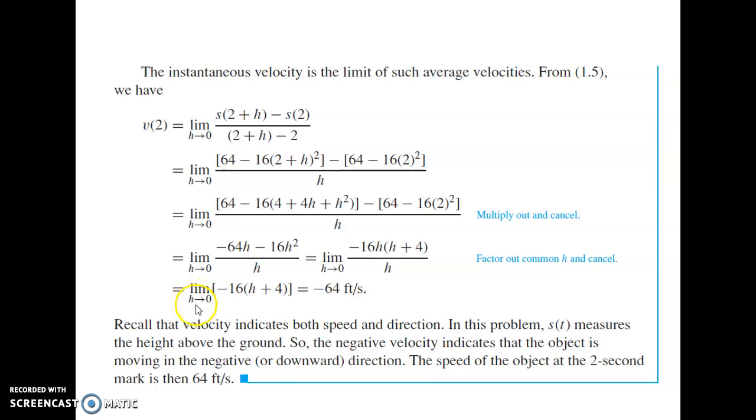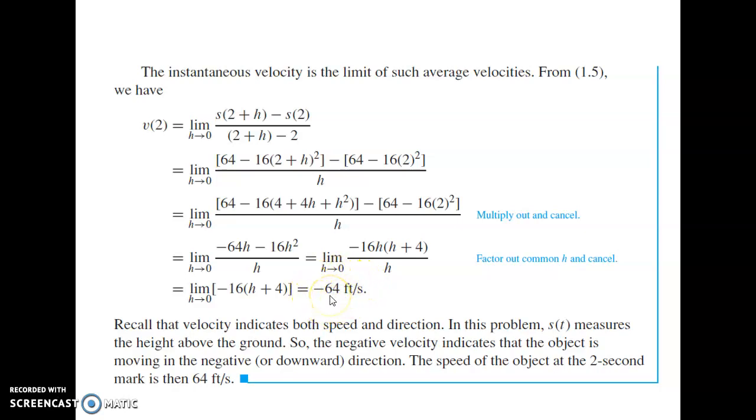Now I will find the limit as h tends to 0 for this. So this becomes 0. So minus 16 into 4 is minus 64 feet per second. Look at it: velocity indicates both speed and direction. In this problem, s(t) measures the height above the ground. So the negative velocity indicates that the object is moving in the negative, that is downward, direction. The speed of the object at the 2 second mark is 64. The velocity is minus 64 feet per second.